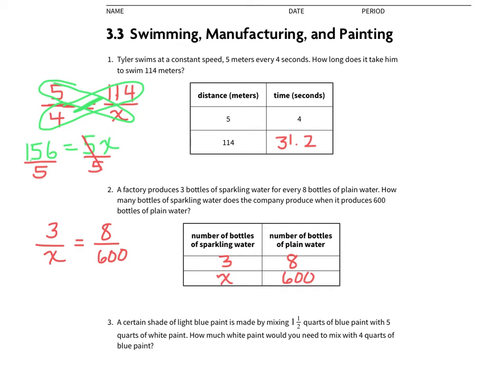The 2 that are diagonal from each other I'm going to multiply together, always. 3 times 600 is 1800, and that's equal to the other two that are across from each other multiplied together, 8 times x. And then to solve, I'm going to divide by 8. Divide by 8. So do that out for me, figure out what that x is.